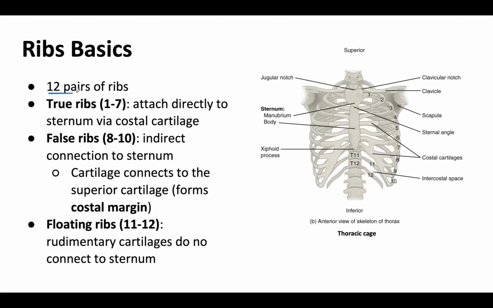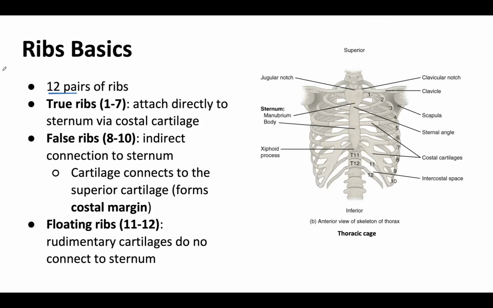There are going to be 12 pairs of ribs. These are flat, curved bones. Some of them are more curved than others, and they make up the majority of the thoracic cage. The majority of the ribs are actually spongy bone with, of course, that outer lining of compact bone. And within there is going to be blood-forming hematopoietic tissue. So an important area in terms of blood cell formation.